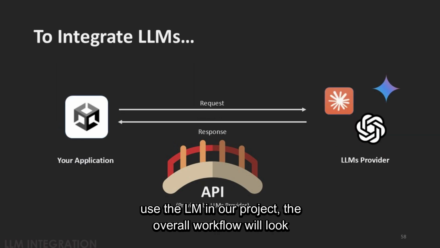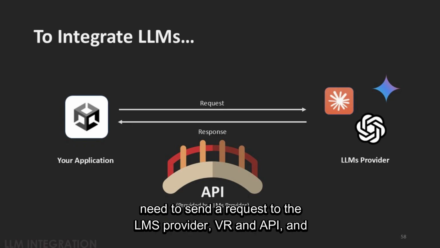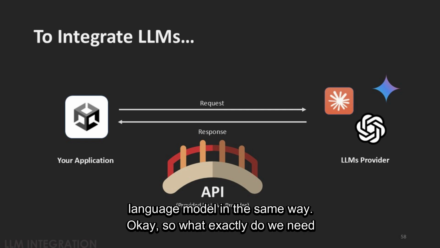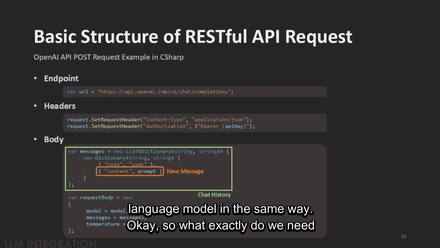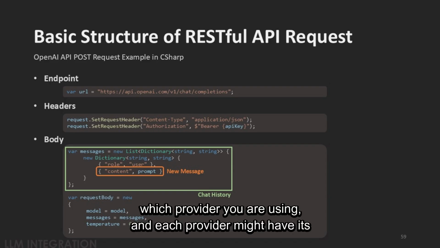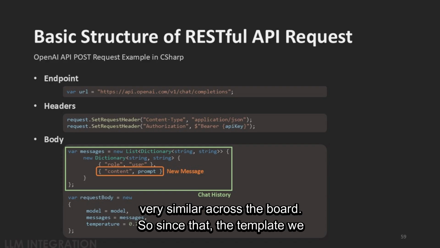So if we want to use an LLM in our project, the overall workflow looks something like this. As in the picture, your project will need to send a request to the LLM provider via an API, and then the provider will send back a response generated by the language model in the same way. So what exactly do we need to send when calling an API? That depends on which LLM provider you are using. Each provider might have its own API documentation, but the overall structure is actually very similar across the board.